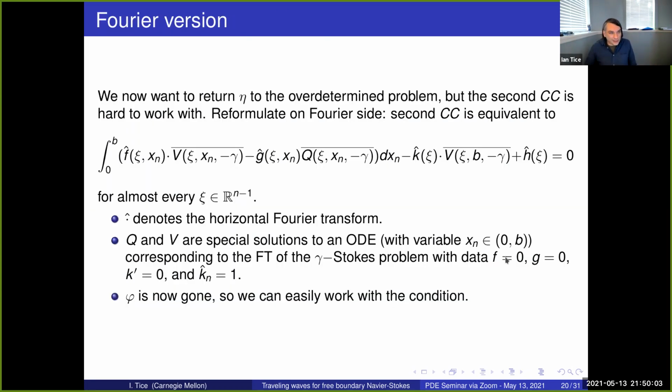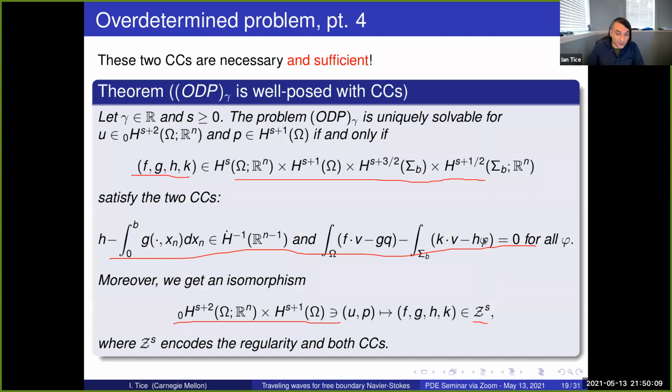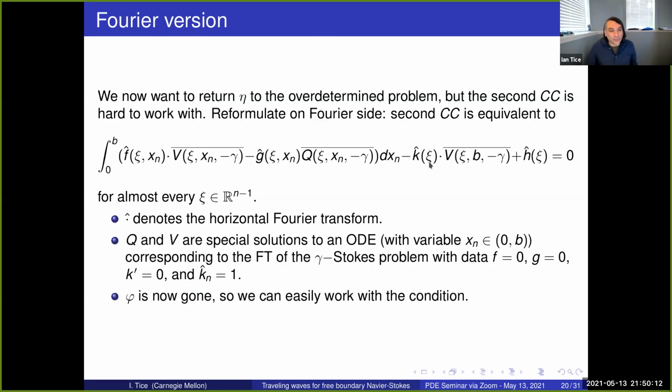It turns out you can reformulate this on the Fourier side just by applying the Fourier transform. If you do this, you get rid of the test function phi, and you replace it with an almost everywhere condition in terms of the horizontal Fourier frequency, which I've written here. Let me mention that these functions v and q are special solutions to ODEs in the vertical variable only that, roughly speaking, correspond to the Fourier transform of something like a Green's function to the applied stress Stokes problem that I mentioned before. So these are things that in principle we can explicitly compute on the Fourier side as solutions to some ODE. This pointwise condition is much more convenient to work with.